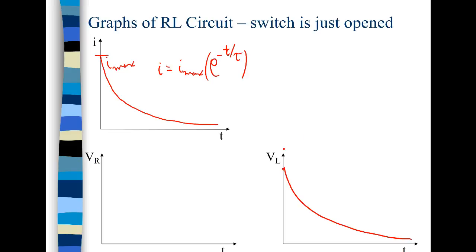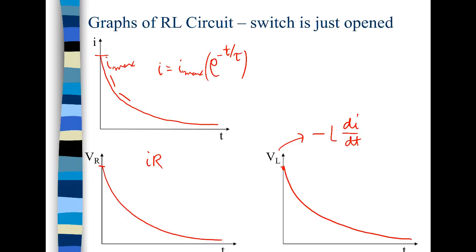Remember that this is equal to negative L di dt. So even though the current graph has negative slopes, you multiply that by a negative sign, and you get positive values for the voltage across the inductor. And across the resistor will be pretty much the same. That's going to be equal to IR, so it's going to behave exactly the same as the current. Okay, so that's conceptually what these graphs are going to look like.